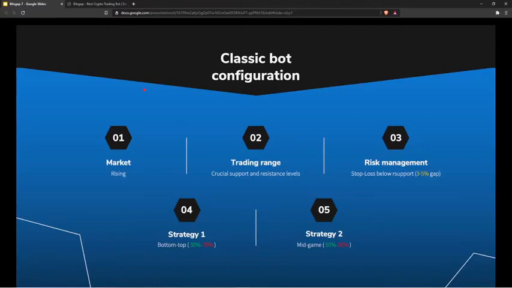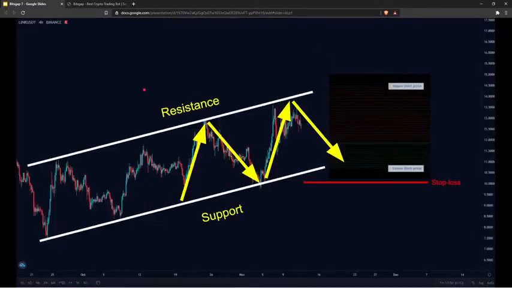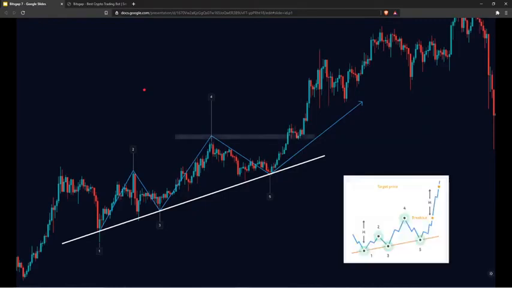Market is rising. So first one, like number 1 rule. For the classic bot configuration, make sure that you anticipate the rising market, because classic bot is the best one to bring you the best outcome if the market is going to rise. The trading range here is defined by the support and resistance line, like you see in these examples. I always use support and resistance, so use them as key price levels to trade with.